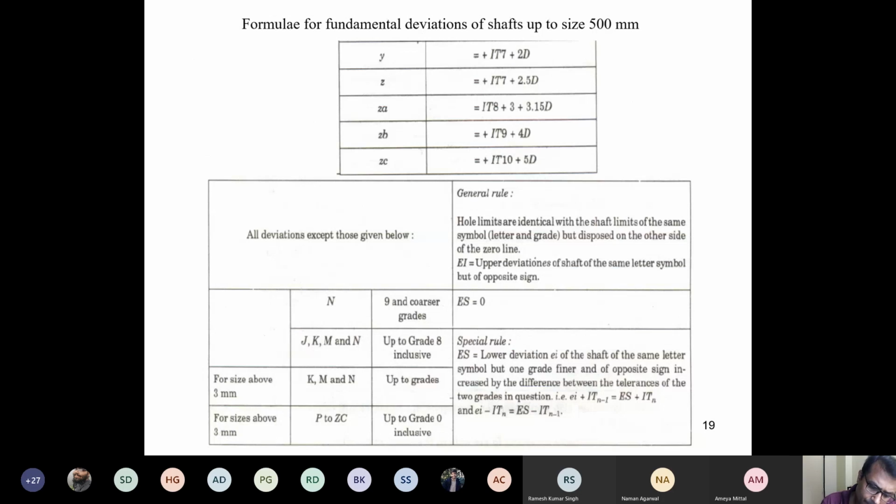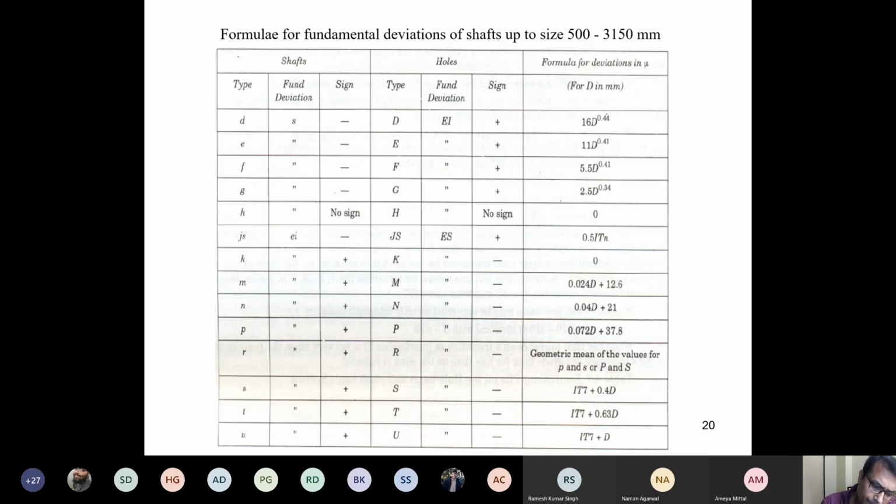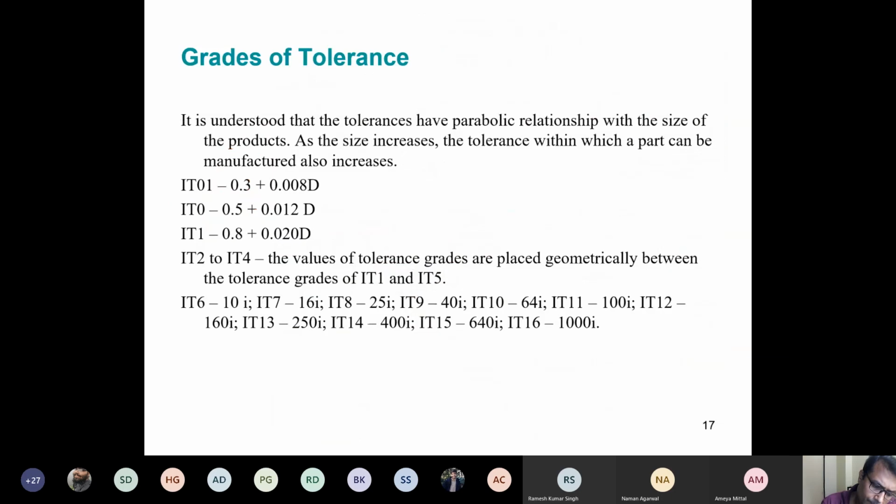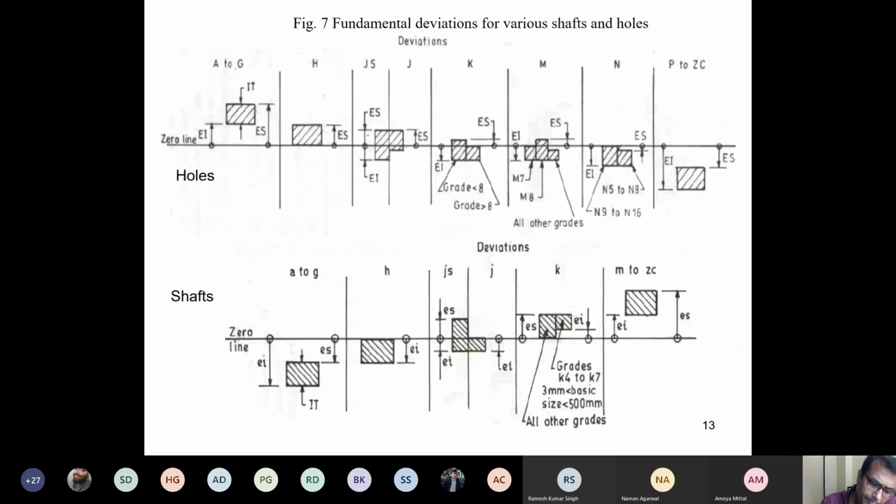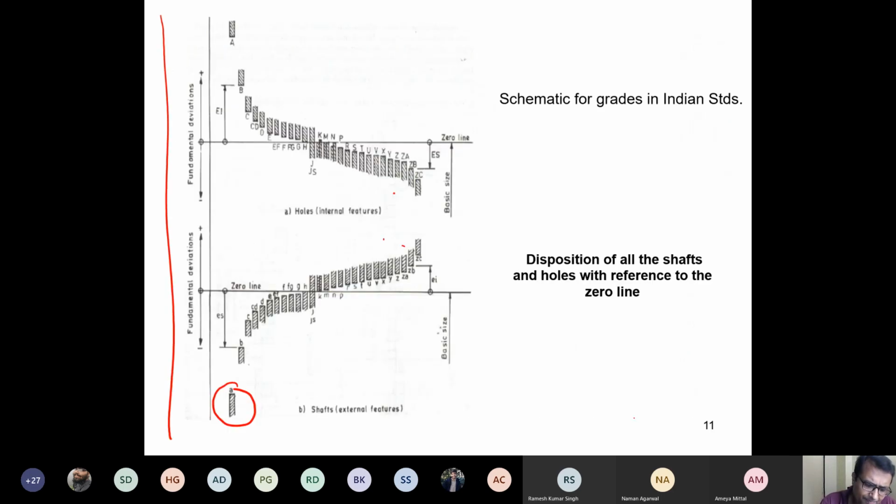Okay. So you get me? Any questions here? So there are formulas. If you go and look, there will be a formula for this ES and EI, whichever is the fundamental deviation. Before H, it is EI for hole and ES for shaft, because it looks like this. See? Right here, this fundamental deviation is ES and EI, and after that it flips.